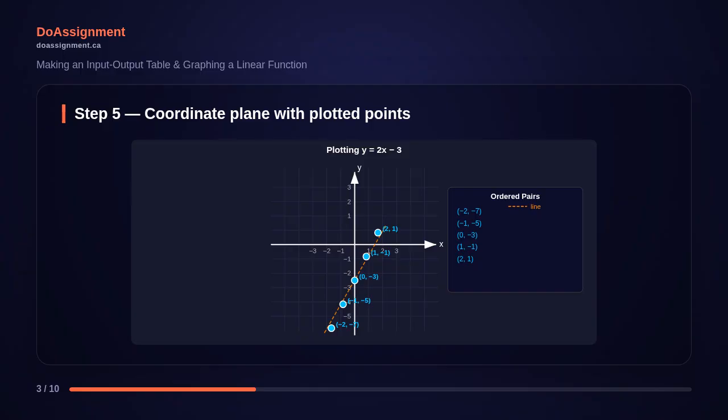Here are all 5 ordered pairs plotted on the coordinate plane. Each blue dot is one of our points. Notice that all 5 dots line up perfectly along a straight orange dashed line. That tells us the graph is linear.